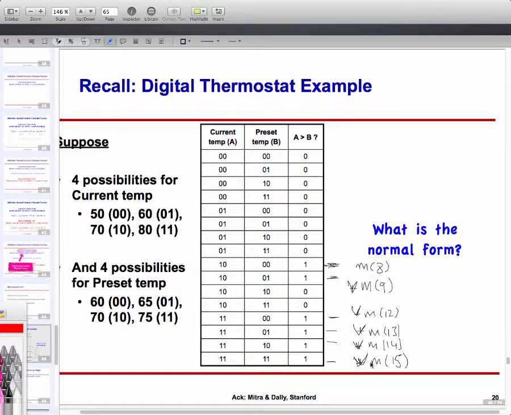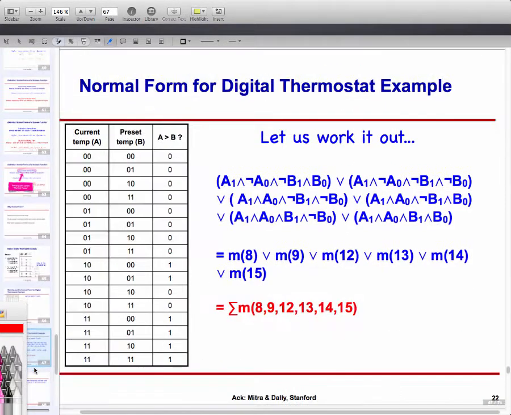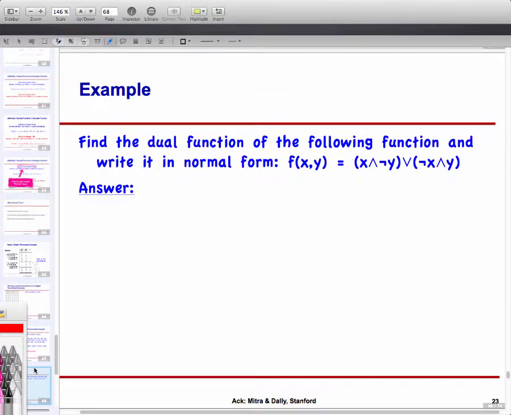Okay, so that's the normal form for this function. In the next few slides, we work it out. It's basically listed out here. Find the dual function of the following function and write it in its normal form. So we are given a function, f of x y is x and not y, or not x and y.